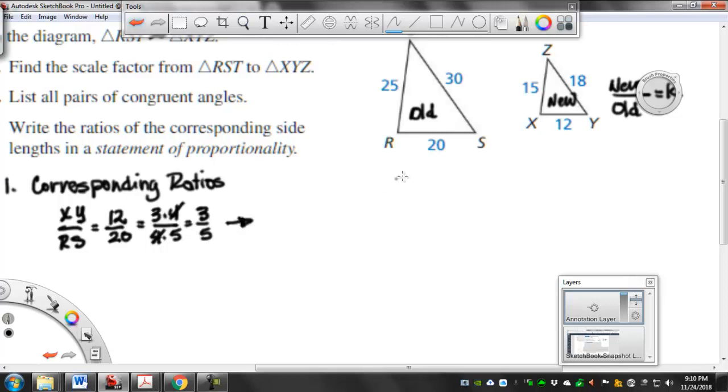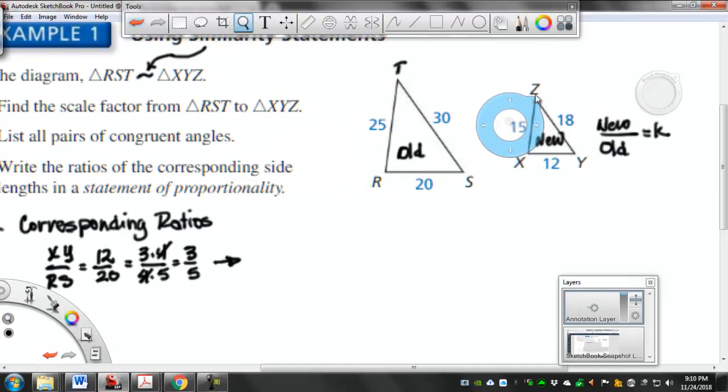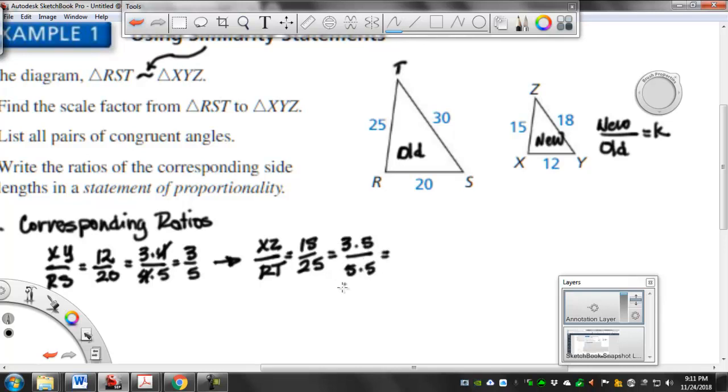So let's continue this. Let's look at the other corresponding sides. If I look at XZ and RT, remember the new is on top, so XZ over RT, that would be 15 over 25. And I know 3 times 5 is 15, and 5 times 5 is 25. That would give me 3/5 again. So do you see that scale factor checks out?